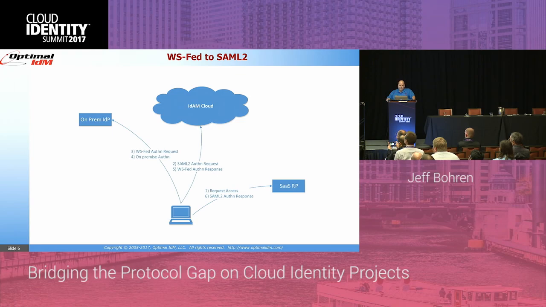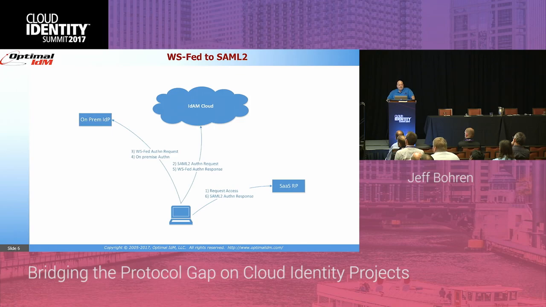The user gets redirected to the WS-Federation identity provider with the WS-Federation authentication request, authenticates on-premise, and then gets redirected back with a WS-Federation authentication response. I'm going to go through this fast, but when the user gets redirected back with a WS-Federation response, now you have a potential problem.